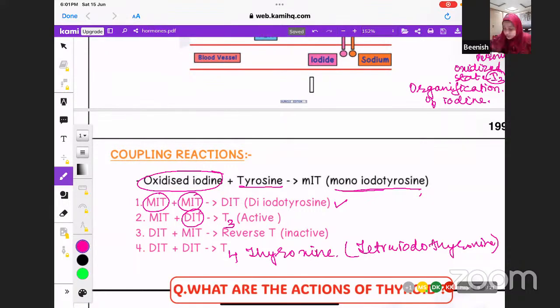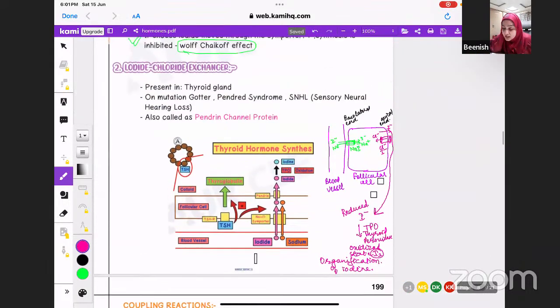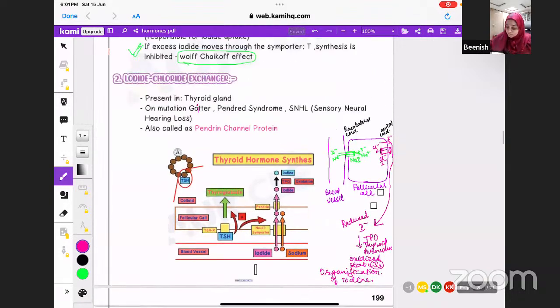And T3 is triiodothyronine. So that was about the synthesis of thyroid hormone. And also one important point regarding the synthesis is that your chloride and iodide antiport is also known as pendrin. Okay, so any mutations in this pendrin will lead to what is known as Pendred syndrome. Okay, and the manifestations of this Pendred syndrome are goiter and sensorineural hearing loss. Okay, so in goiter, there is enlargement of the thyroid gland.